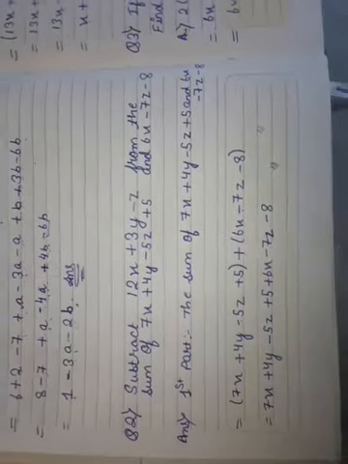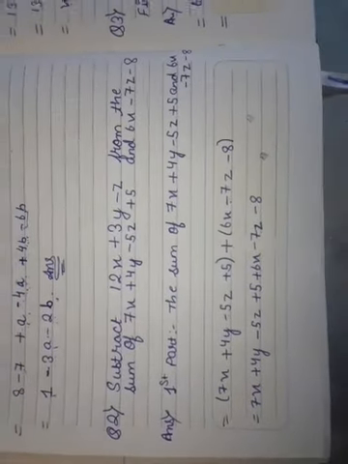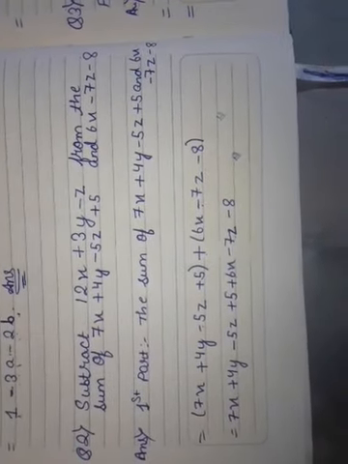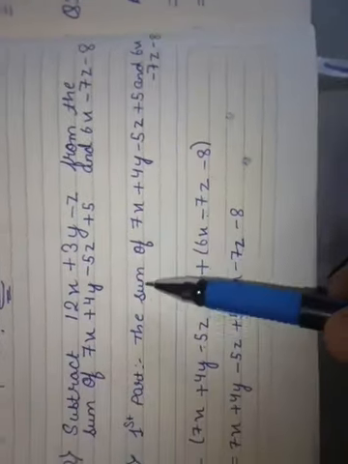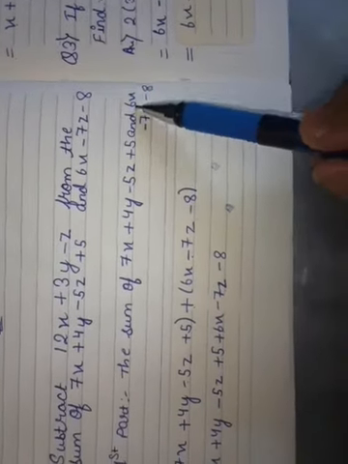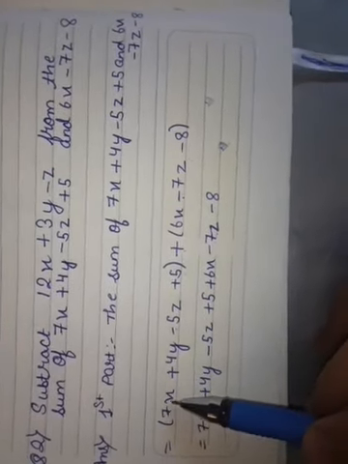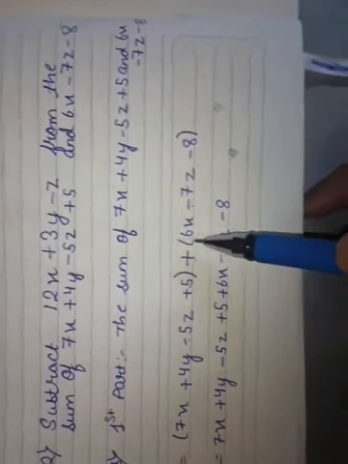Okay. Now the second question is: subtract 12x minus 3y minus z from the sum of 7x plus 4y minus 5z plus 5 and 6x minus 7z minus 8. First, you have to find the sum of 7x plus 4y minus 5z plus 5 and 6x minus 7z minus 8. As I told you, first put them in brackets. I put them in brackets. In one bracket, I have kept 7x plus 4y minus 5z plus 5, plus sign, and in another bracket 6x minus 7z minus 8.